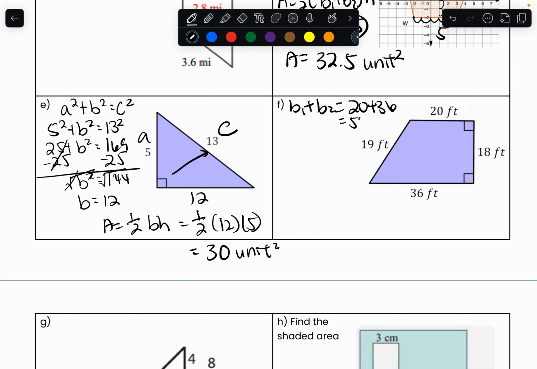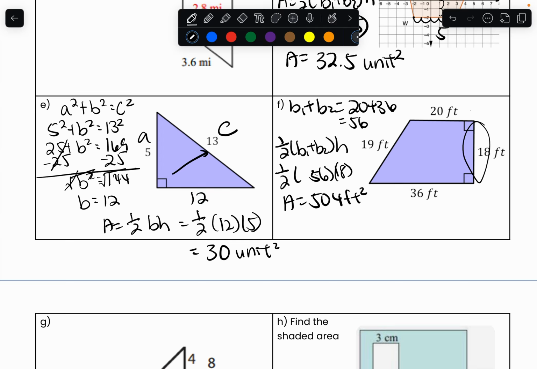Now let me use my formula, which is 1/2 times base 1 plus base 2 times my height. Well, I now plug in everything I have. 1/2 times 56 times my height right here, which is going to be 18. And now, when I plug this into the calculator, 18 times 56 divided by 2, this will give me my area here as 504 feet squared. And now, please remember, the reason I can take this 18 as my height is because this line right here makes a right angle with my bases. This means this is the height because it's going straight up.